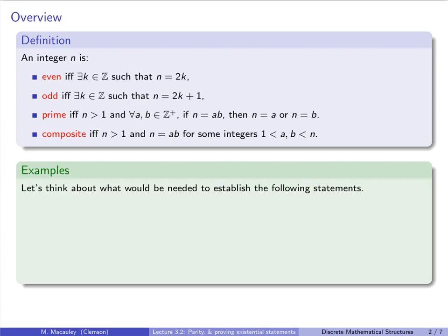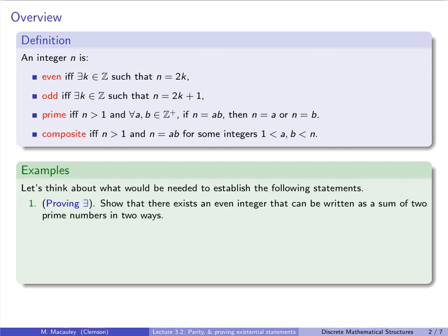Before we actually do any proofs in this lecture, I'm going to give you 4 examples of statements, and let's just think about what would be needed to establish them. The first one is an example of proving an existential statement. So suppose we wanted to show that there exists an even integer that can be written as a sum of two prime numbers in two different ways. To establish this, all we have to do is find such an integer. That's it. Then we're done.